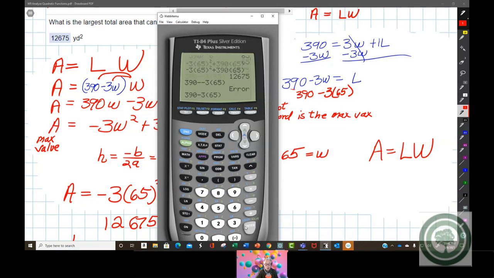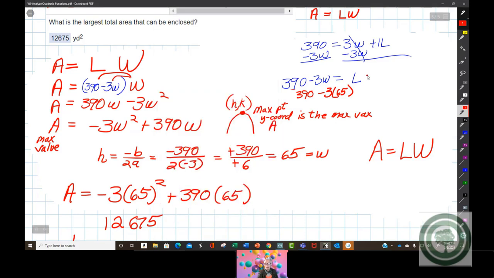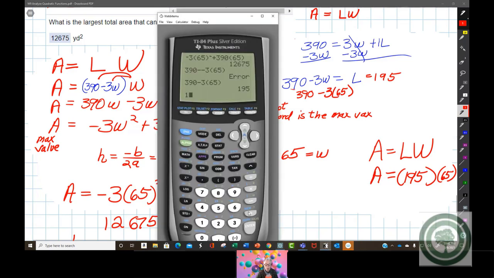Now, 195 for the length. And I should have made it in blue, but I didn't. I'm bad. So A equals length 195 times width 65. Is that going to give us the same answer? Let's look and see. 195 times 65. Please be the same answer. Yes. Okay.